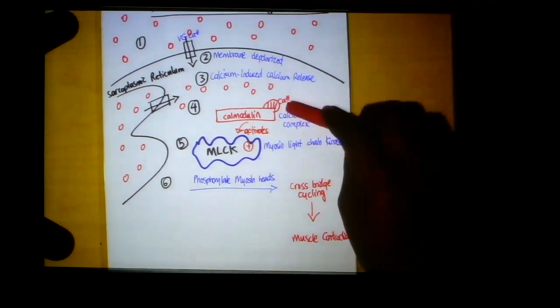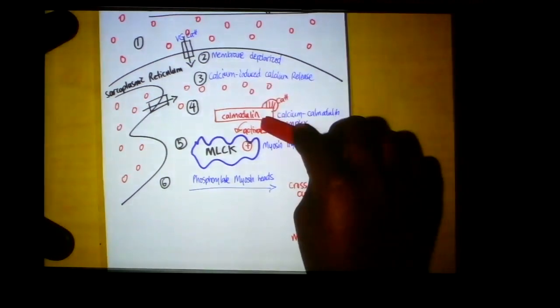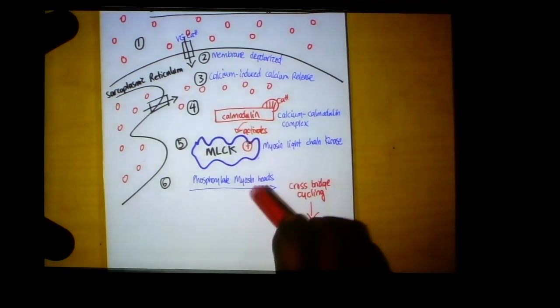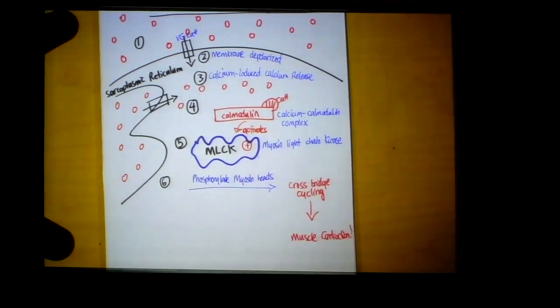So the job of calcium here is to bind to this complex, turn this MLCK on to then phosphorylate myosin heads. When the myosin heads are phosphorylated, they're in their energized state, and they can go and form those cross-bridge cycles, and that leads to muscle contraction.